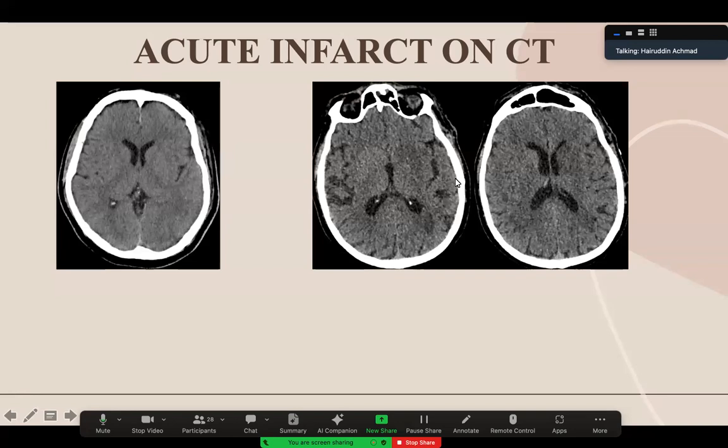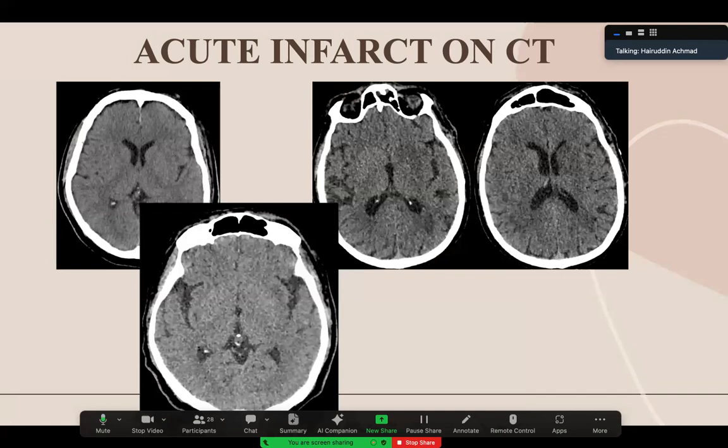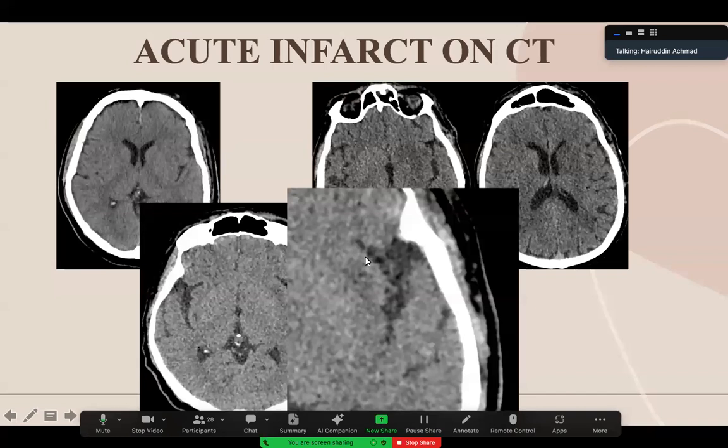And sometimes you come across the term loss of insular ribbon. When there is stroke, there will be edema, and edema will cause some mass effect. The insula normally has an undulating margin, what we describe as the ribboning of the insula. When there is infarct in that region, it will cause effacement of the ribboning, so we start to see loss of those undulating margins. It becomes like a chubby structure rather than a curvy structure.